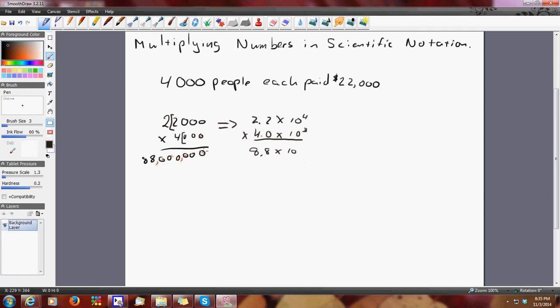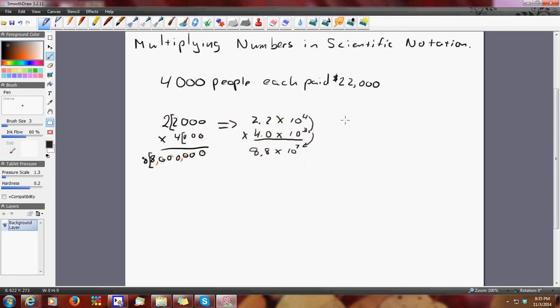But here's the curious thing about it. Take a look at this. If I was going to write my answer in scientific notation, I have 1, 2, 3, 4, 5, 6, 7. Well, what do you notice happened with the exponents when we multiplied? I had a 4 and a 3, and I get 7. I didn't multiply the exponents. I ended up adding them. And so that's actually the key thing.